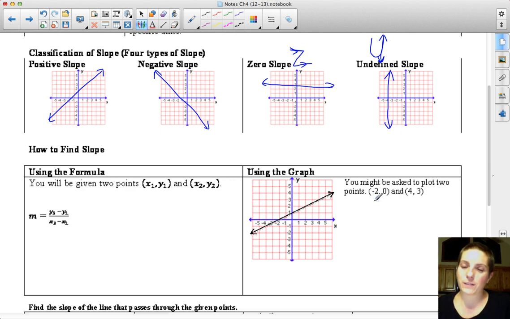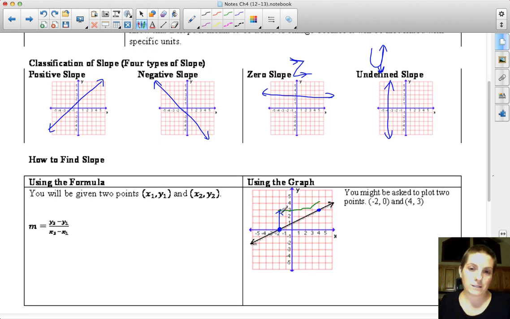So what if we were given those 2 points, (-2, 0), it's this one right here, and the point (4, 3), this one right here. How would I find the slope between those 2 points? Well, the first thing that I always do is draw in the triangle or the arrows to connect those 2 points. Always work your graph from the left side of the line to the right side of the line.